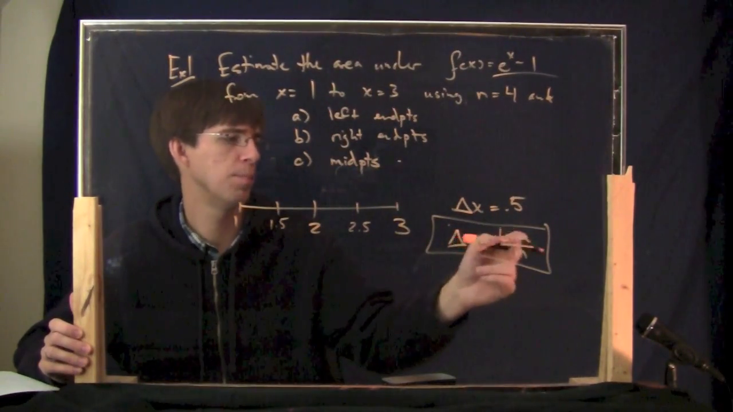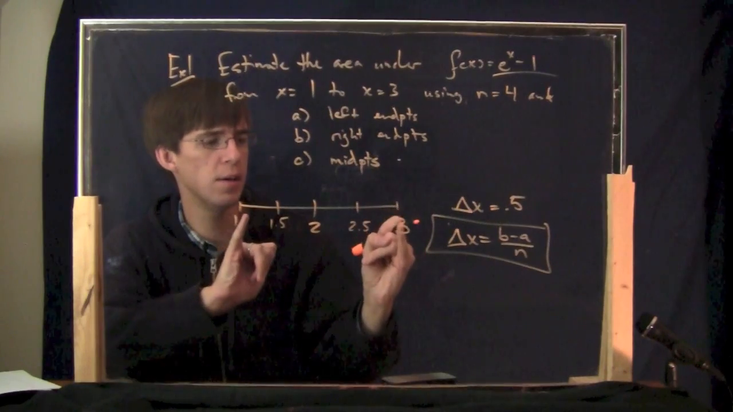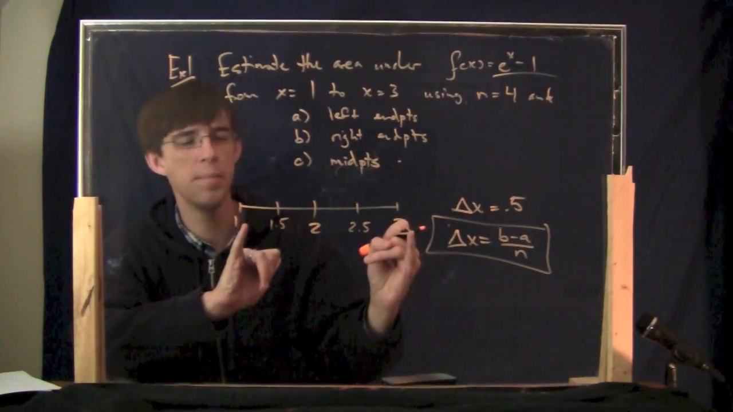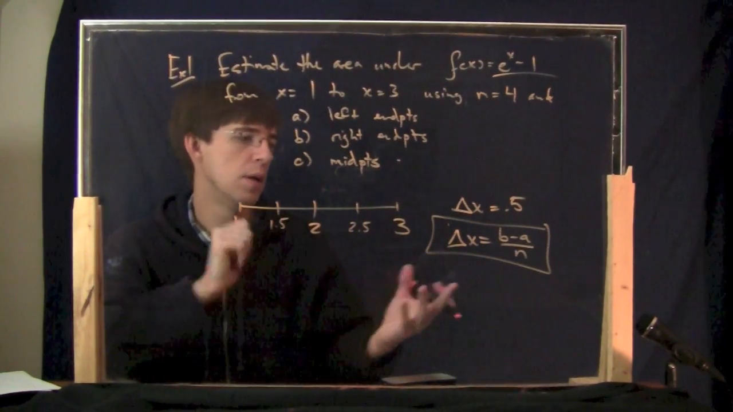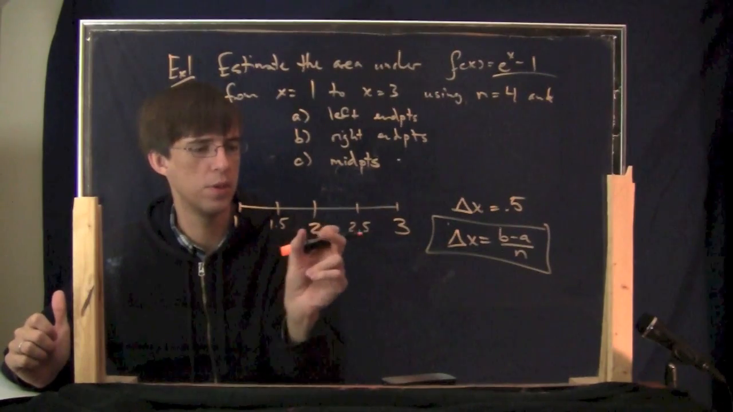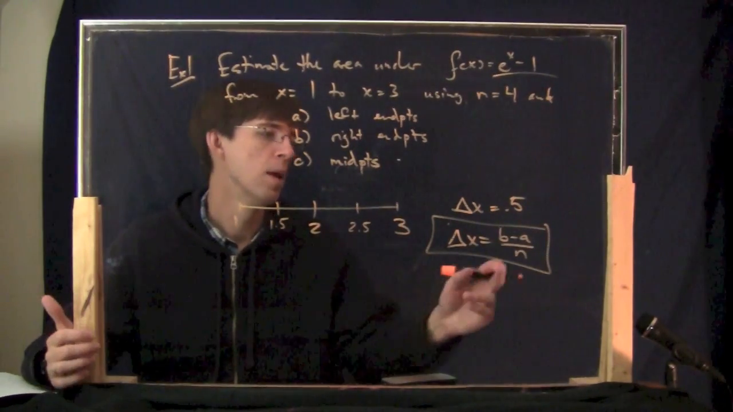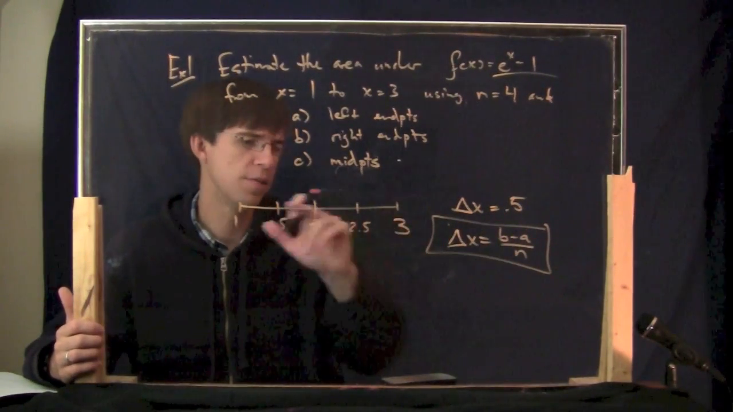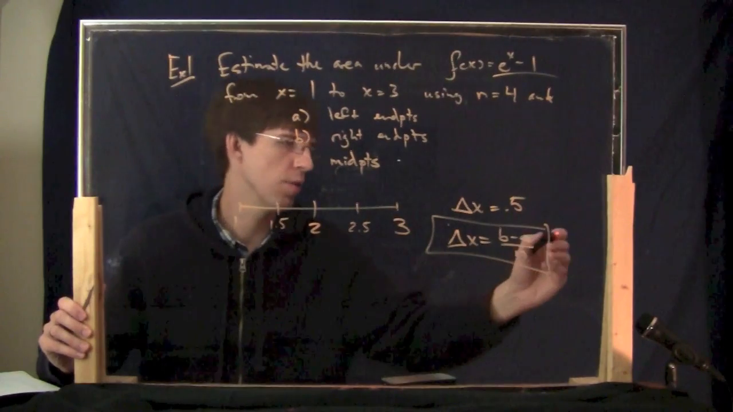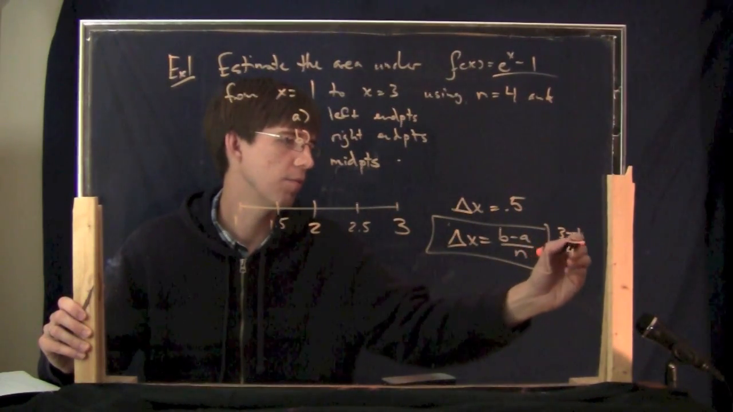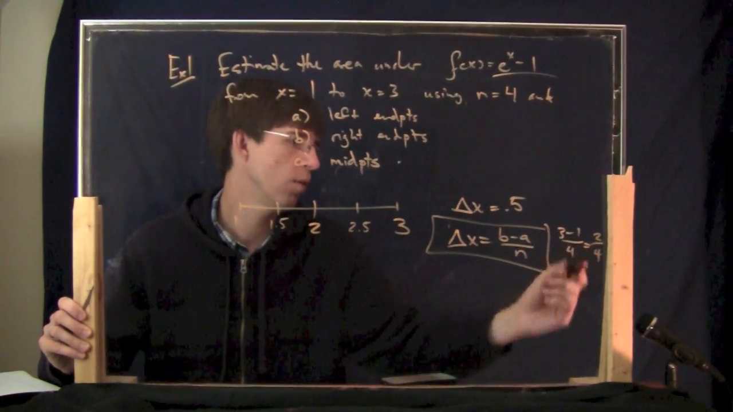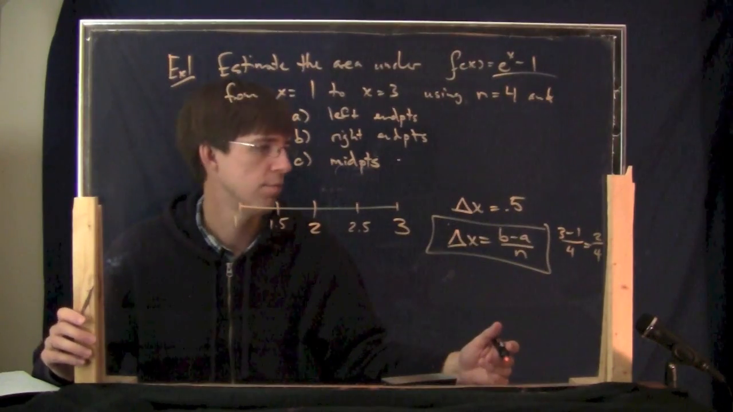Where this comes from is just b minus a is the total width of the interval, and then you divide by n because you're chopping it into n pieces, and so the result will be the width of each of the little n pieces. So if you were to use that in this case, if for whatever reason you can't figure out how to draw the picture, it would have been 3 minus 1 divided by 4, which is 2 over 4, which is 1/2, right?